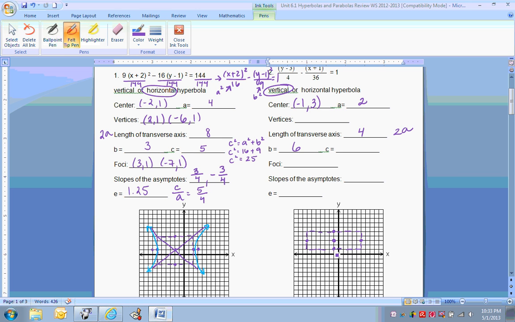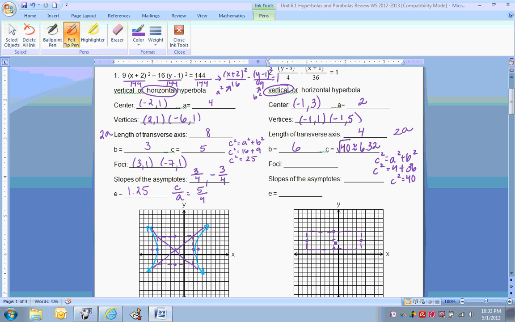And my vertices lie at -1, 1 and -1, 1, 2, 3, 4, 5. My c value: c squared equals a squared plus b squared. So c squared equals 4 plus 36. So c squared equals 40. So c is the square root of 40, which is approximately 6.32.